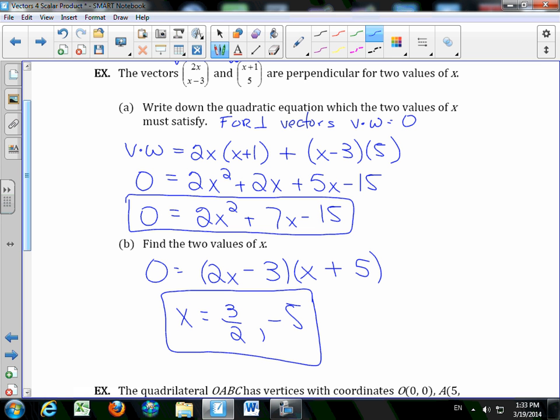Now, if that expression was not factorable, then what would you do? Quadratic formula, yeah.